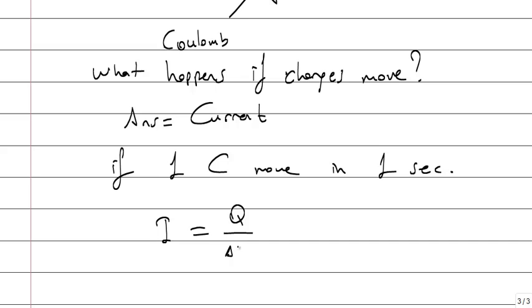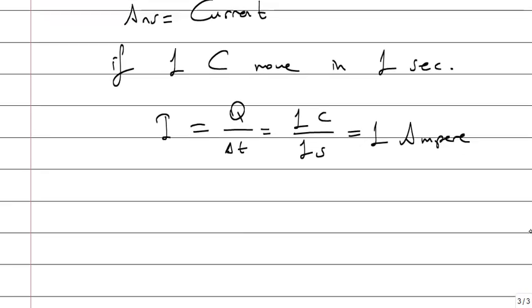Average current is total charge divided by total time. 1 coulomb charge in 1 second is called 1 ampere current. That's very important units. Coulomb per second.